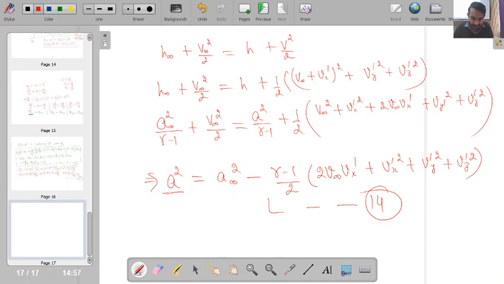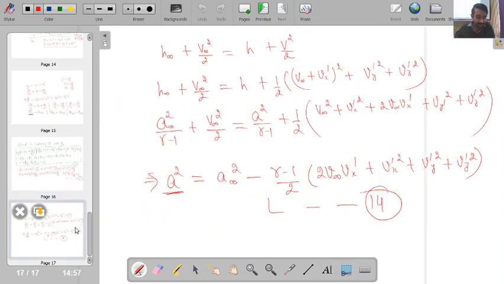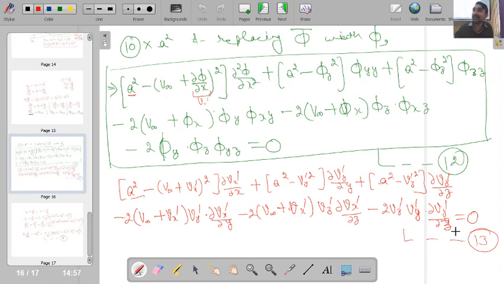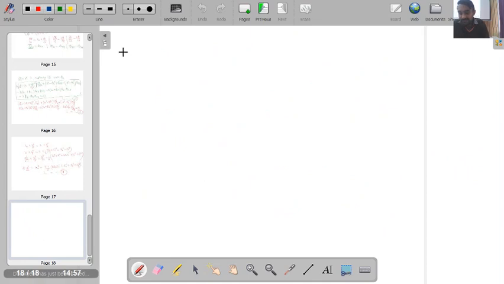Now equation number 14 gives me the value of a square, and equation number 13 is written purely in terms of velocities. If I substitute equation number 14 into equation number 13 and ultimately rearrange, I will get one final equation which is very big, and it is 1 minus M infinity square. Now can you tell me what is M infinity?